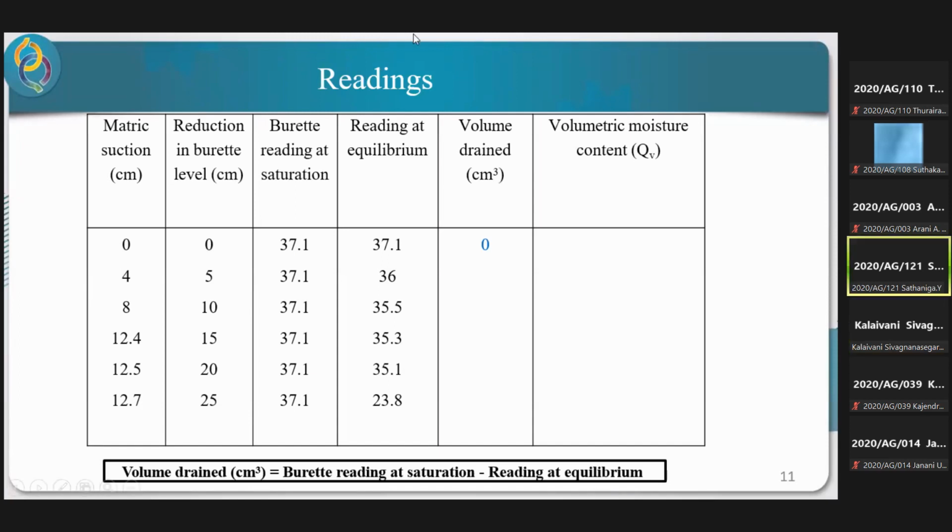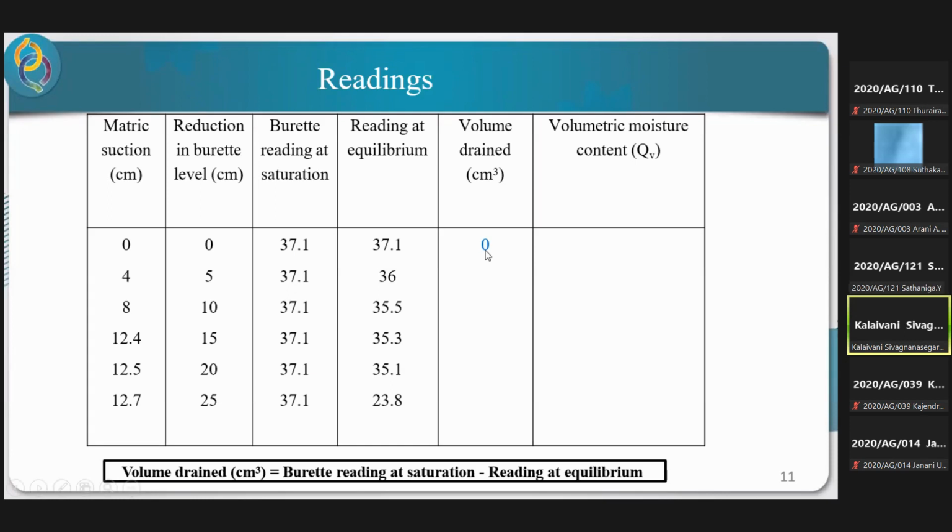Volume of water over volume of soil. Okay, volume of moisture content over volume of soil. Good. So that means you have to find out the moisture content. That is the ratio between the volume of moisture and volume of soil. Then you can find out the volume drain using this equation: burette reading at saturation minus reading at equilibrium.